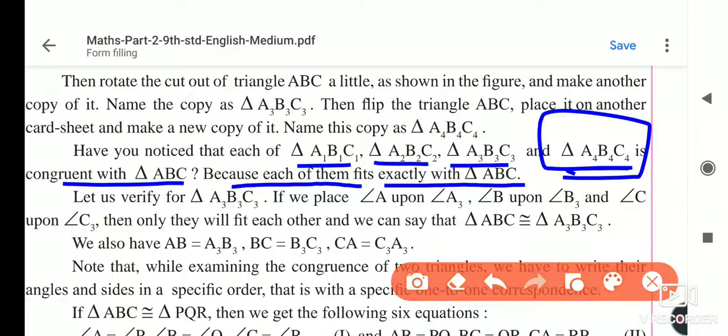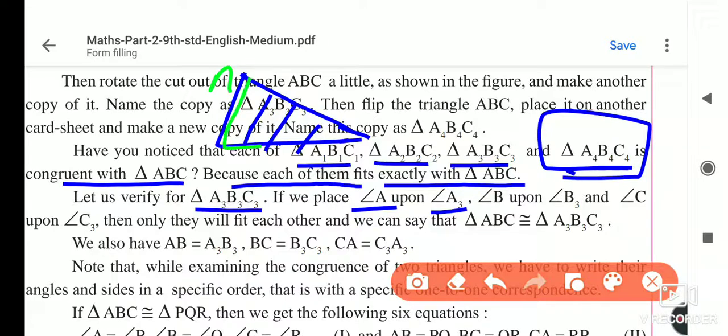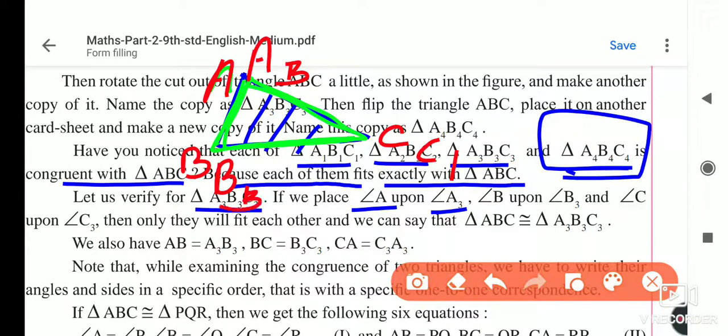Let us verify A3, B3, C3. Suppose this is my triangle ABC, I will color it, and I will take one more triangle, my other triangle. Okay, I have drawn it here; it exactly overlaps ABC. So here the points are: A coincides with A1, the B point of the first triangle coincides with B1, C coincides with C1, or here, which they gave as 3, A coincides on A3, B coincides on B3, and C coincides on C3.